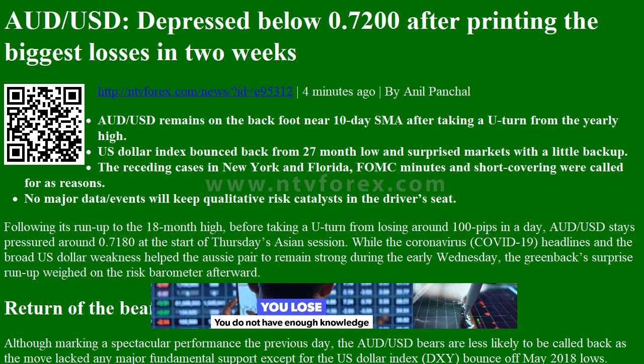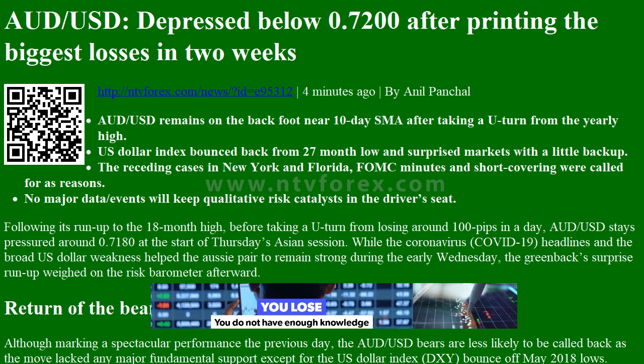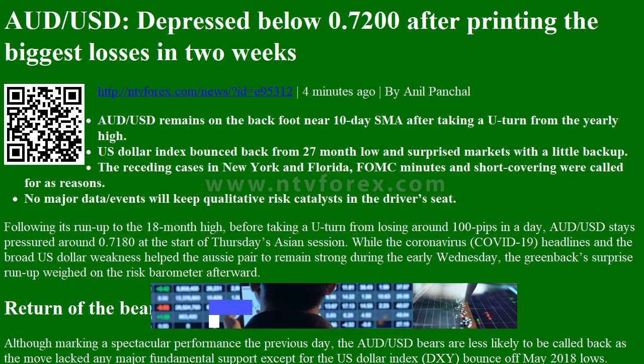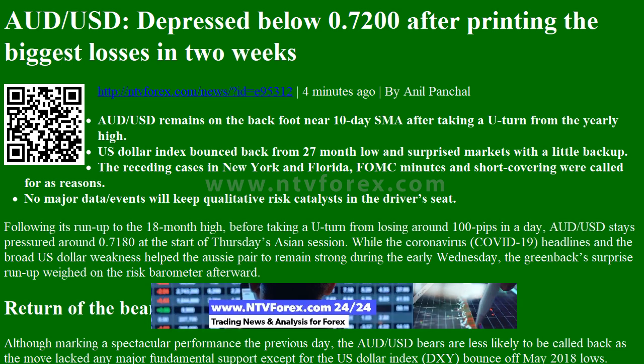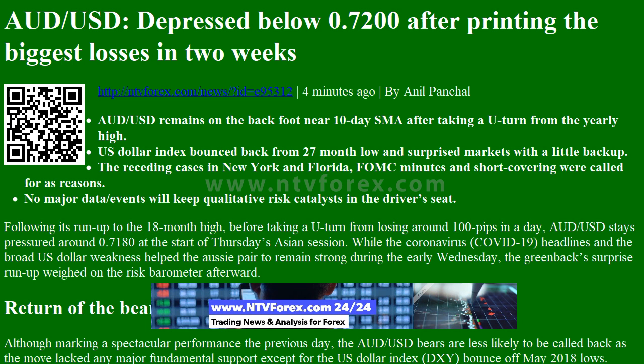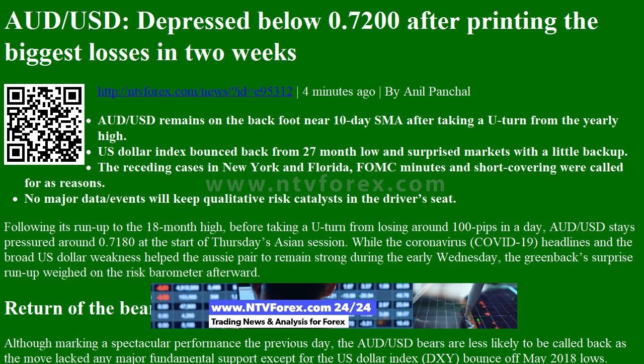www.ntvforex.com. AUD/USD depressed below 0.7200 after printing the biggest losses in 2 weeks. ntvforex.com news, ID 953124, minutes ago by Anil Panchal. AUD/USD remains on the back foot near the 10-day SMA after taking a U-turn from the yearly high.